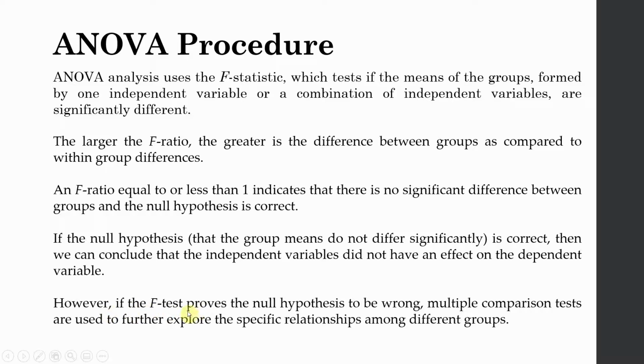However, if the F test proves the null hypothesis to be wrong, that is, you reject your null hypothesis, the multiple comparison tests are used to further explore the specific relationship among different groups. Now, what do we mean by this? For example, if you reject your null hypothesis, that yes, there are significant differences between different groups.